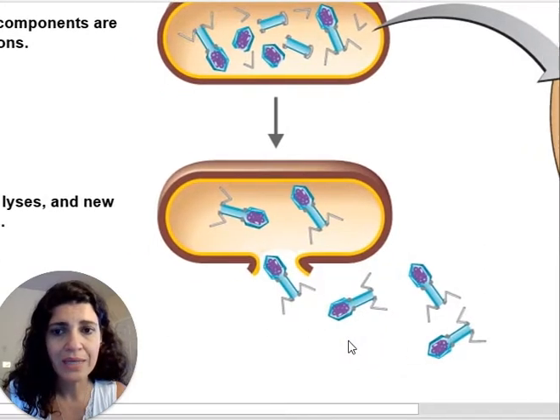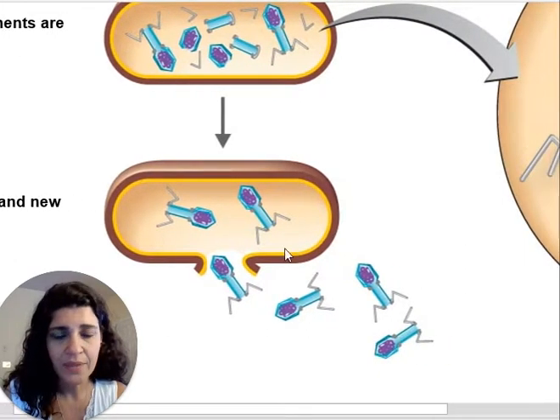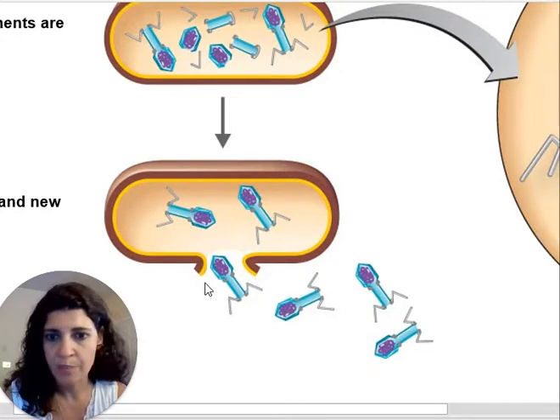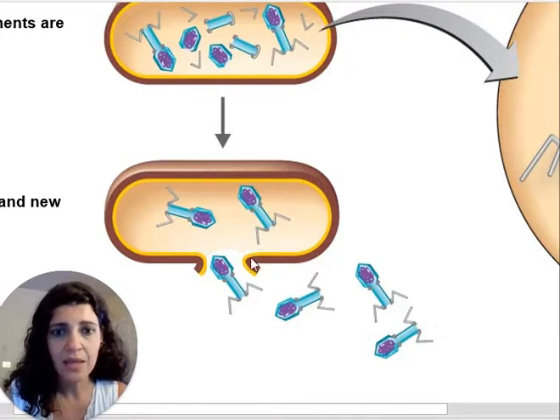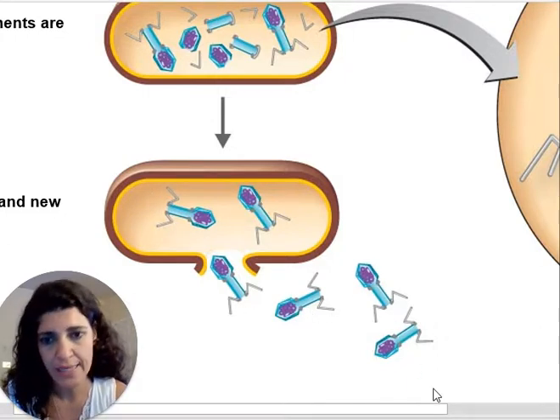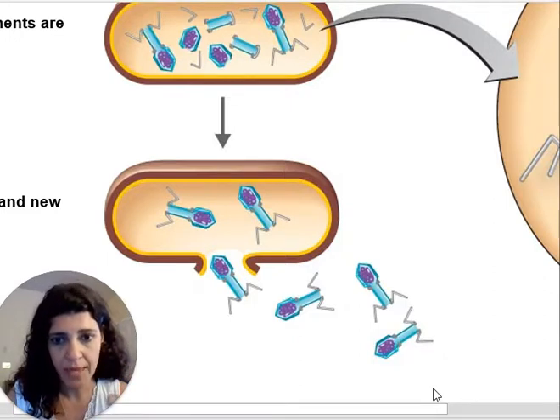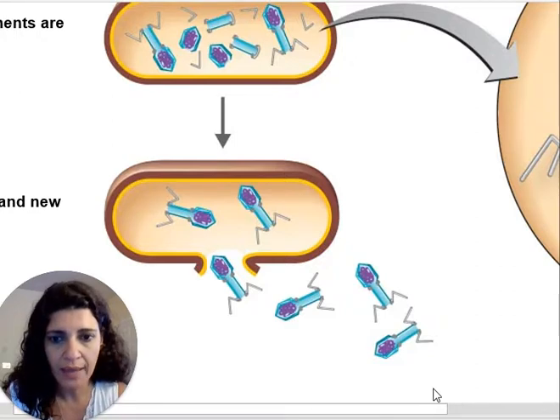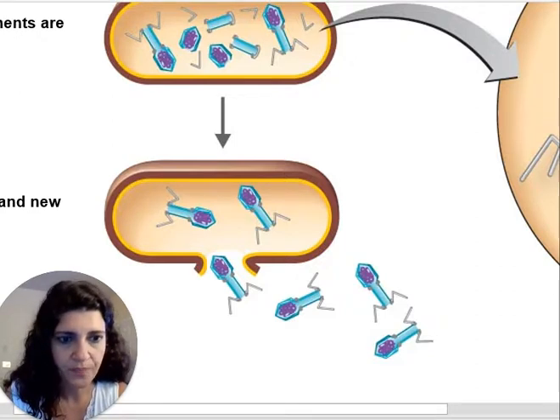And release or exit is when the bacterial cell is lysed, it ruptures open, the bacterial cell dies, and once you had one virus, now you have 1, 2, 3, 4, 5, 6. Okay, so one becomes many, and they lyse the cell and they exit the cell. What do they do next? Infect another bacterium. And that's the whole process.